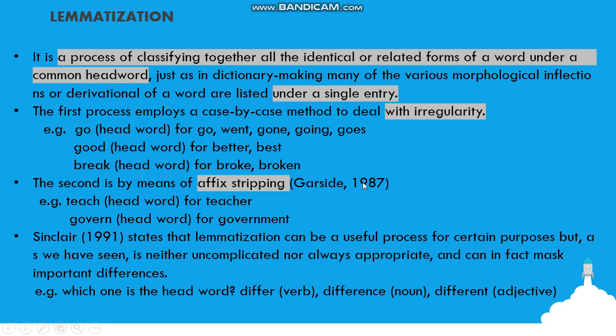The first process is when we have irregularity. For example, we have the words go, going, gone, goes. It's going to be easy for you to identify the head word, which is go. And then, for example, we have the words better and best. Still easy. Broke and broken, break. So if we deal with the first process, which deals with irregularity, it is easy for you to identify the head word because they belong to a single entry.